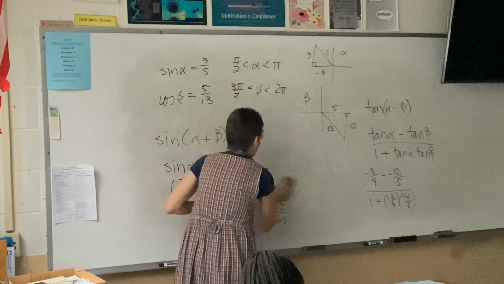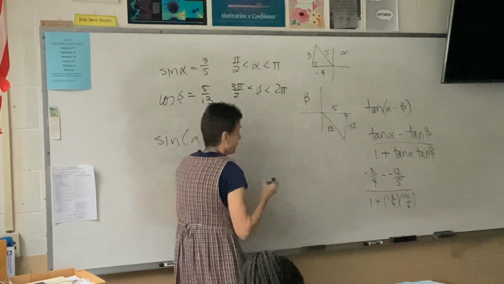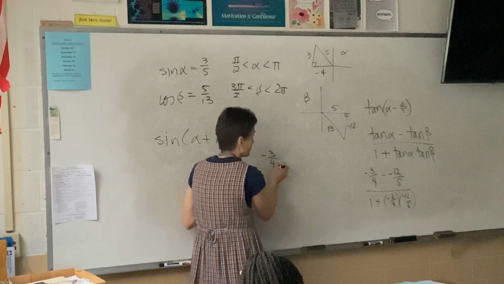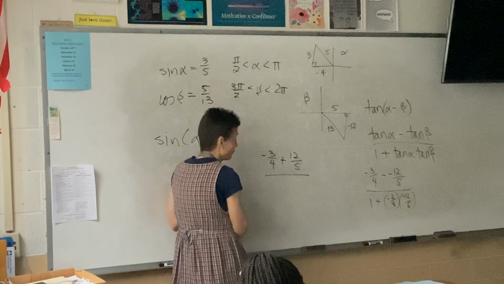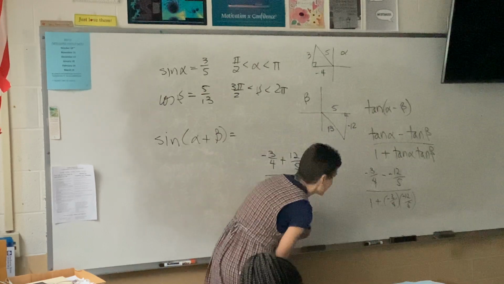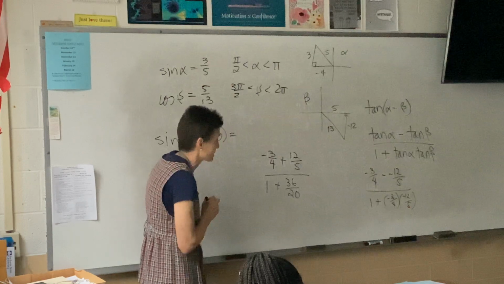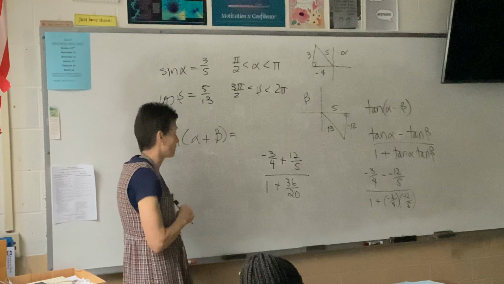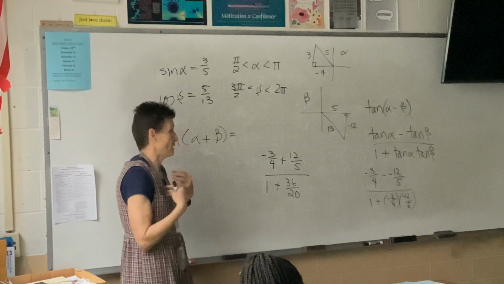Okay, so now, you can proceed however you want. I'm gonna kind of clean up what I can clean up. So negative 3/4 plus 12/5 over 1 plus 36/20. And again, don't reduce it, just leave it 36/20. Is that okay with everybody? I just did a little minor cleanup work. That's a complex fraction. You can proceed with it any way you want.